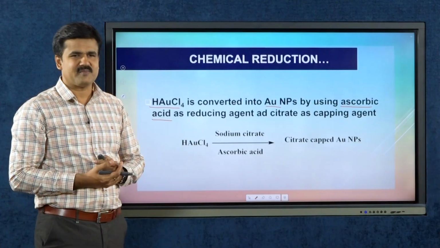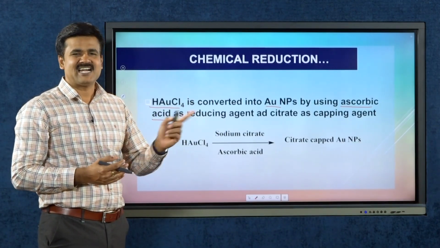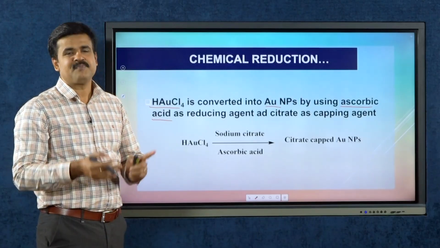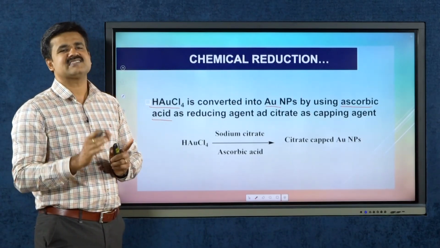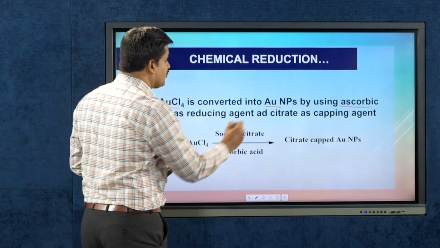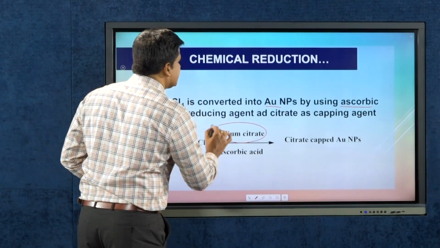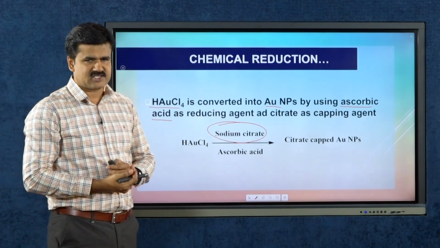Vitamin C is ascorbic acid. So in this transformation, HAuCl4 is converted to gold nanoparticles by usage of ascorbic acid as the reducing agent. In addition to ascorbic acid, here we are also using another reagent, that is citrate, or simply sodium citrate, which is also added during the reaction.